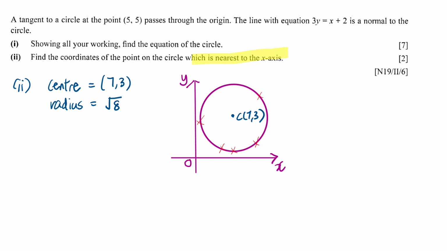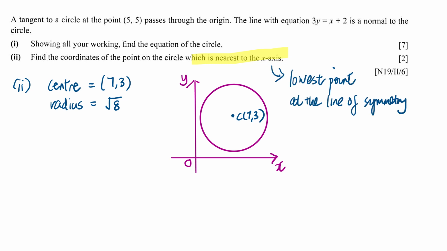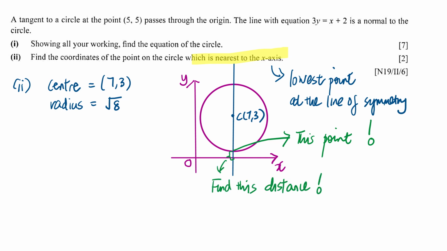Yes, the point that's nearest to the x-axis will be the lowest point on the circle. And this lowest point actually passes through the line of symmetry of the circle. So this is the point that we need to find. And this point shares the same x-coordinate as the center of the circle. So we have to find the vertical distance. So how do we do it? Yes, the radius is square root of 8.